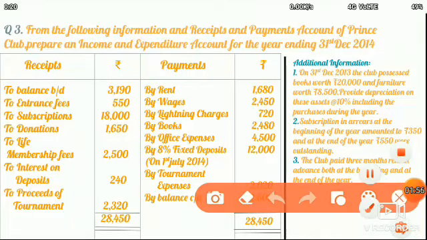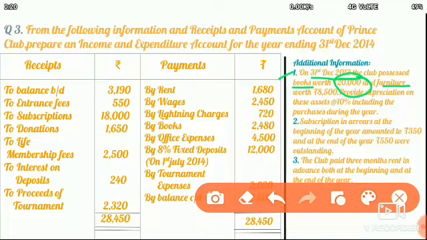Now the additional information which is provided to us is: Number 1, on 31st December 2013, which is the year ending of the previous year. So whatever balances of assets there are at the ending of the previous year will be the opening balance in the current year. So the club possessed at the beginning books worth rupees 20,000 as balance. So this is our opening balance of books in the current year.